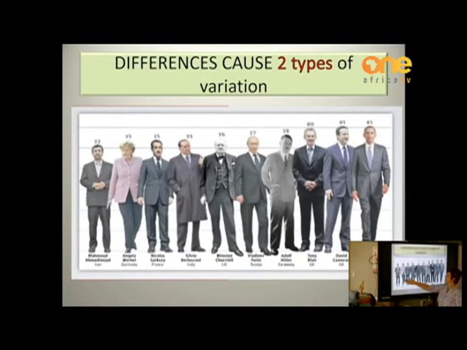Here I have heads of state, some not in the current running, but we can see that they start at 5'2" and they increase. It is a smooth gradation. There's not a distinct category. It's not that if you are head of a state, you are this length. No, it does not work like that.